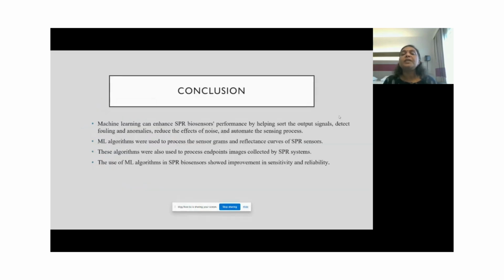So in conclusion, machine learning can enhance SPR biosensor performance by helping to sort the output signal, detect and reduce the effect of noise, and automate the sensing process. ML algorithms were used to process the sensogram and reflectance curve of SPR sensors, and these algorithms were used to process endpoint images collected by SPR systems. The use of machine learning algorithms in SPR biosensors showed improvement in sensitivity and reliability. I believe this is the next direction of sensing.